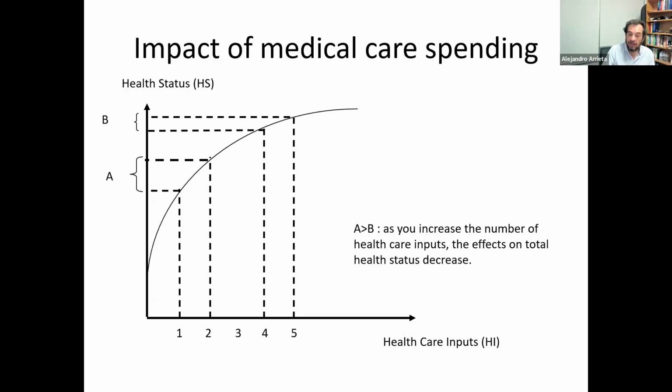And again, the same magnitude of increment, the same marginal impact, from 4 to 5, that's again 1 unit, will produce a return in health status that is smaller, of size B, which is smaller than A. So as you increase the number of healthcare inputs, the effect on total health status decreases. And again, that's the diminishing, or decreasing, marginal return of this function.